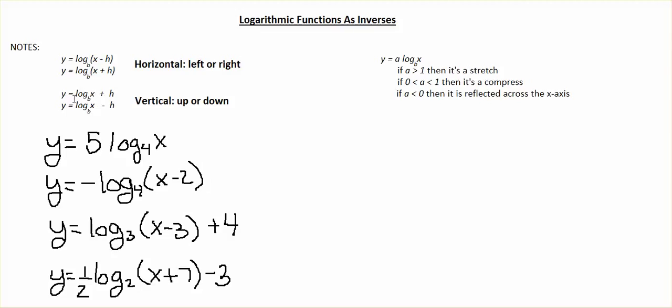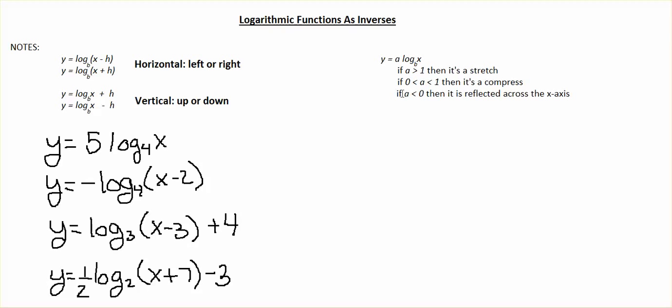Alright, so now what happens if you add or subtract a number outside of the logarithm? Because this is your logarithm right here. You can pretend that there's parentheses around this log and around the x, and that h is being added or subtracted from the actual logarithm. That moves your graph up or down. Then if you multiply your logarithmic function by a number in front, you're either going to stretch or compress it. And then if it's negative, you're going to reflect it across the x-axis.